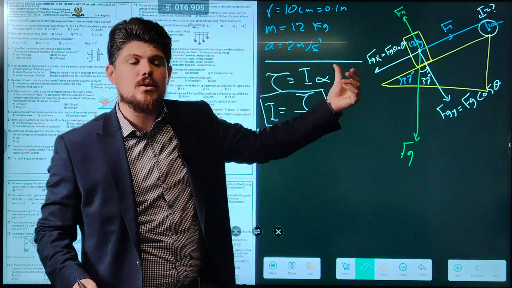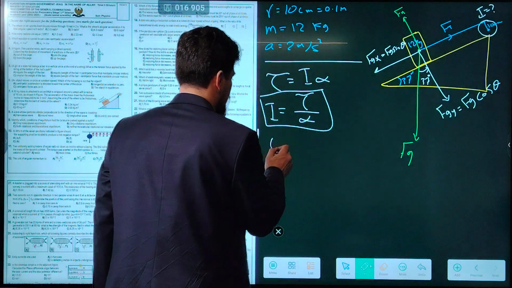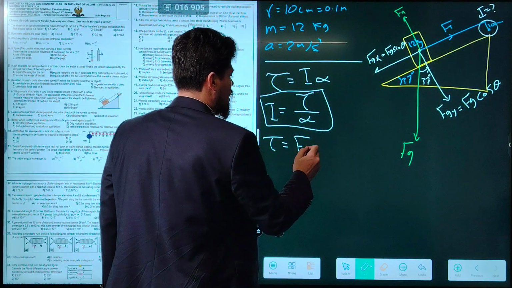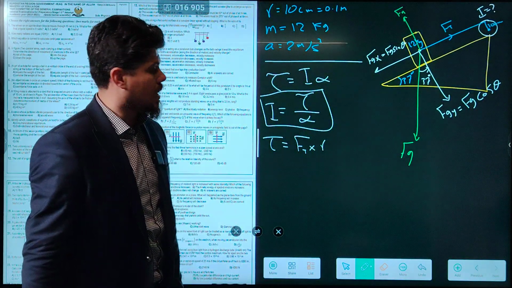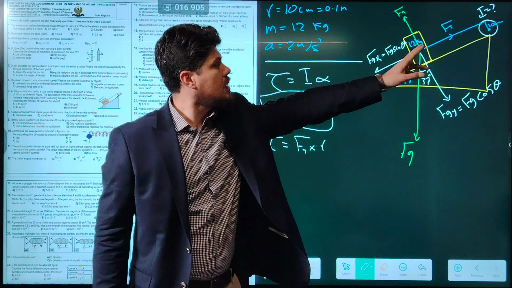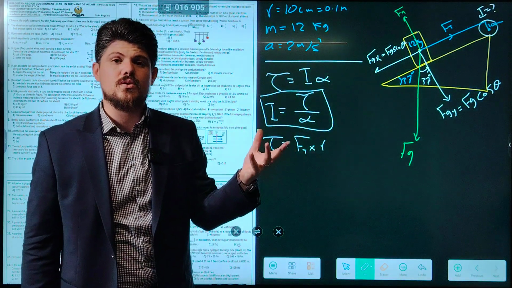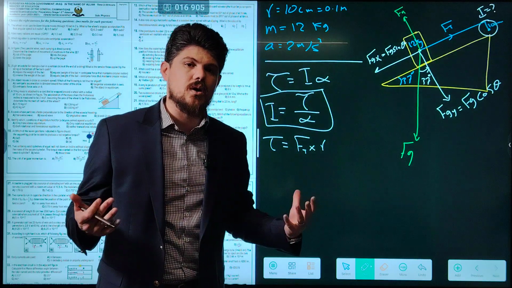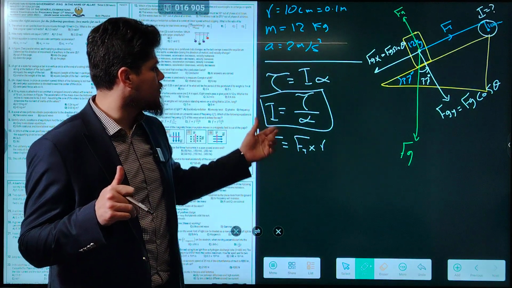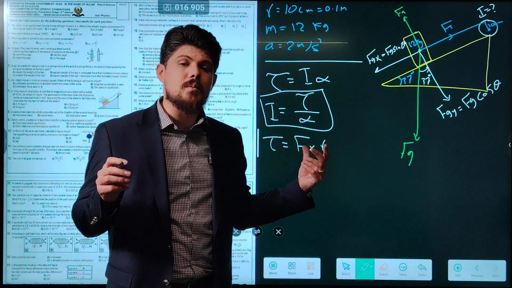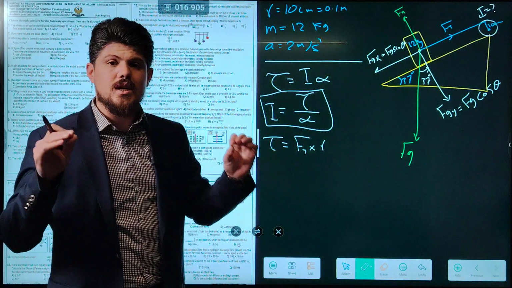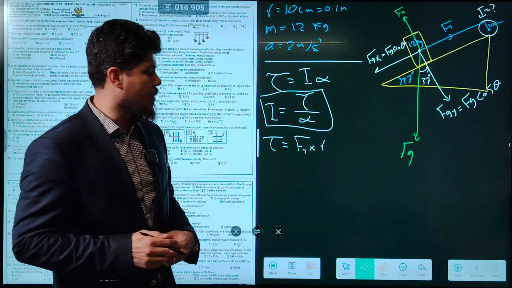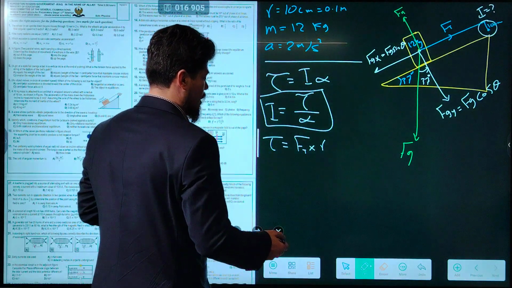How can you determine the amount of the torque? Torque is equal to what? Is equal to F, which force? The tension force of the cord, times the radius of the wheel. Do we have tension force? Of course we don't have it. How can you determine the torque without tension force? We cannot. So in this case, before finding the moment of inertia, we have to find out the tension force that is exerted on the edge of the radius to determine the amount of the torque.